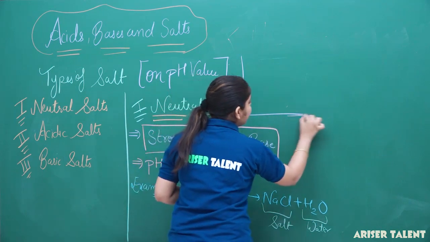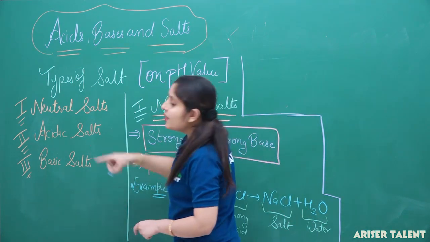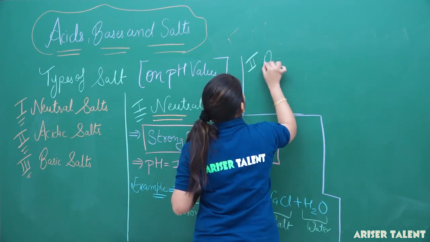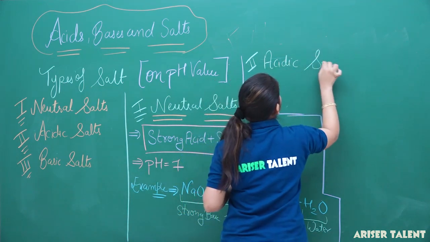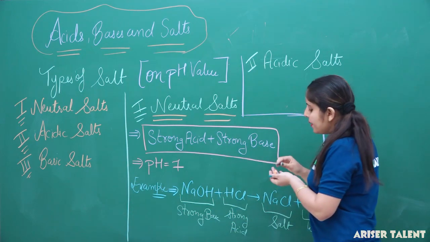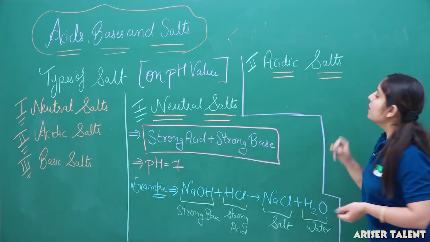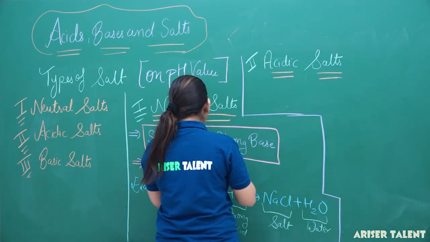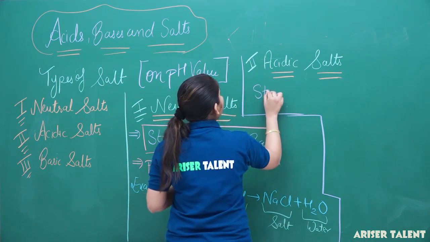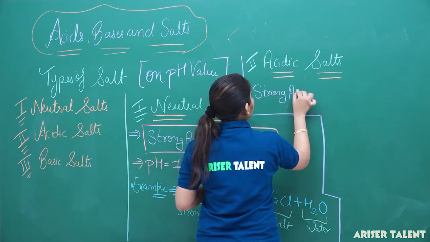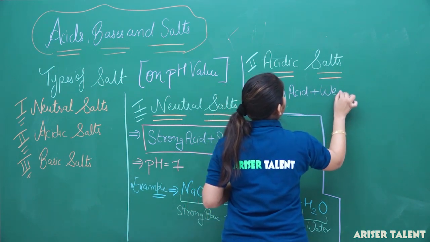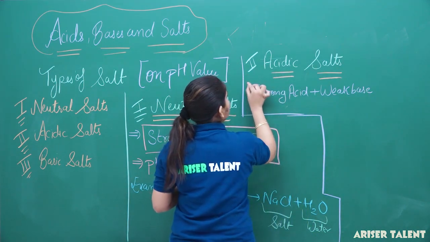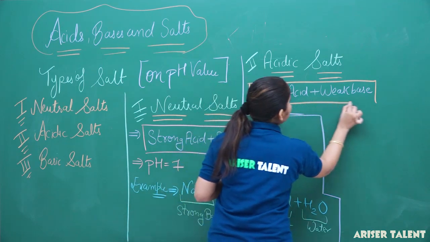Now we are moving to our next category, that is acidic salt. So the second category is acidic salts. What will happen in the case of the acidic salt? Strong acid and the weak base will form the acidic salt. So what will happen here? Strong acid plus weak base will form the acidic salt.